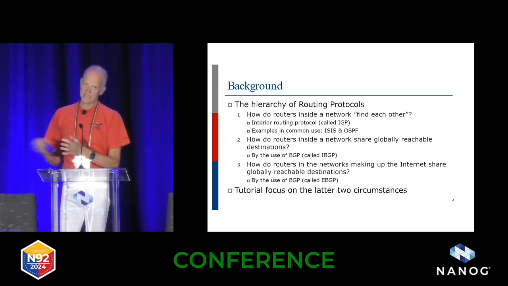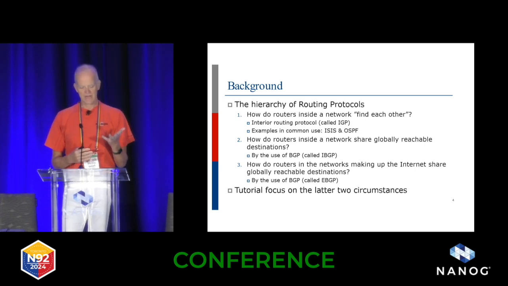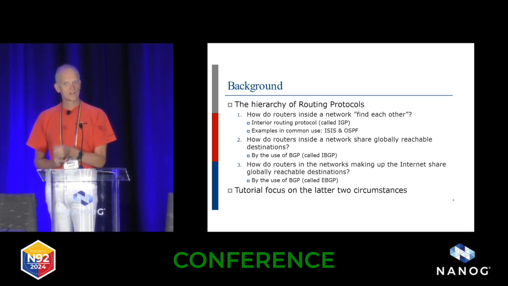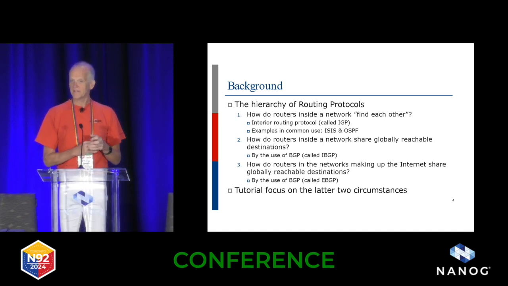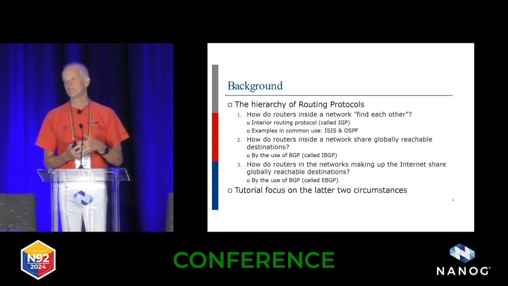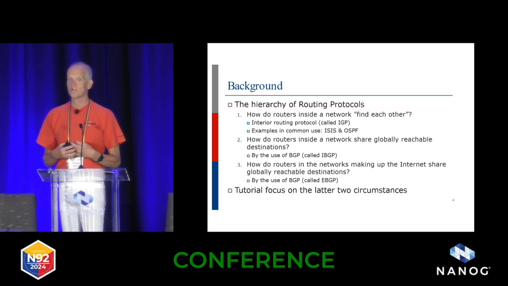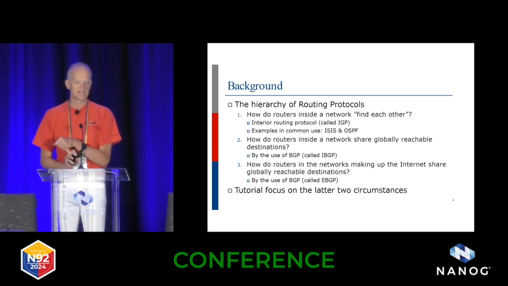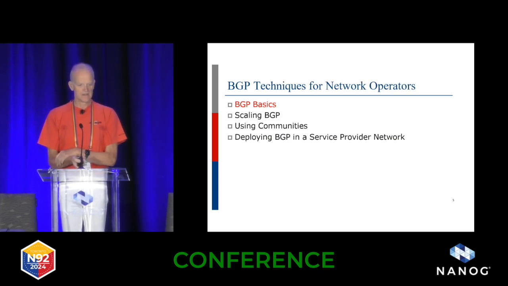iBGP is what's used inside the network, so we'll have a quick look at that. And how do the routers across the networks that make up the internet share this routing information with each other? So that's eBGP. The whole thing is still the Border Gateway Protocol, but we'll look a little bit at iBGP, and we'll look, of course, most of the time is in eBGP.